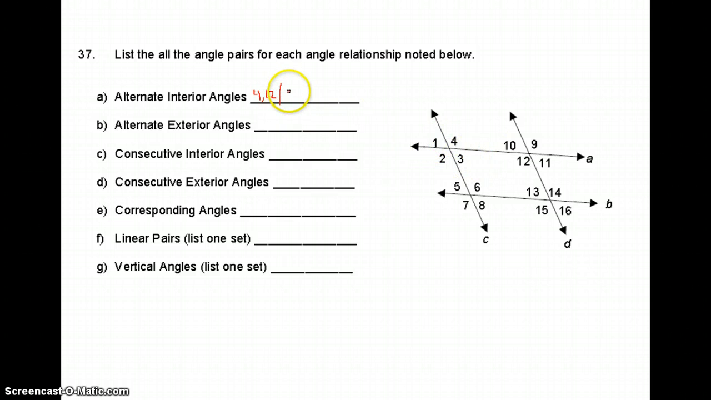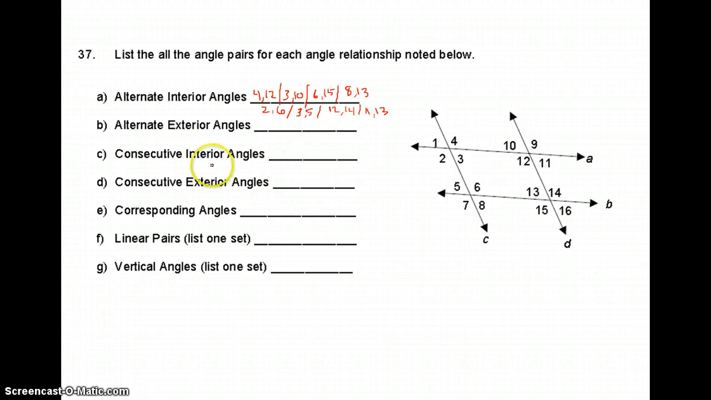3 and 10. Let's do 6 and 15. 8 and 13. Okay, we can also go this way. So 2 and 6. 3 and 5. 12 and 14. And 13 and 11.